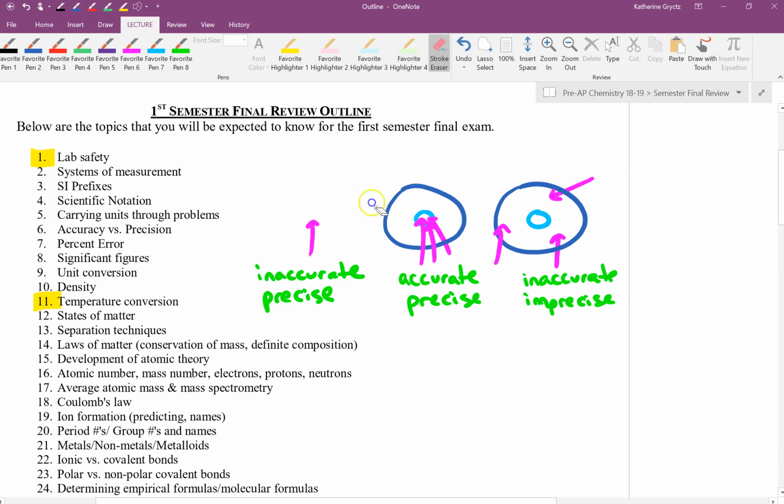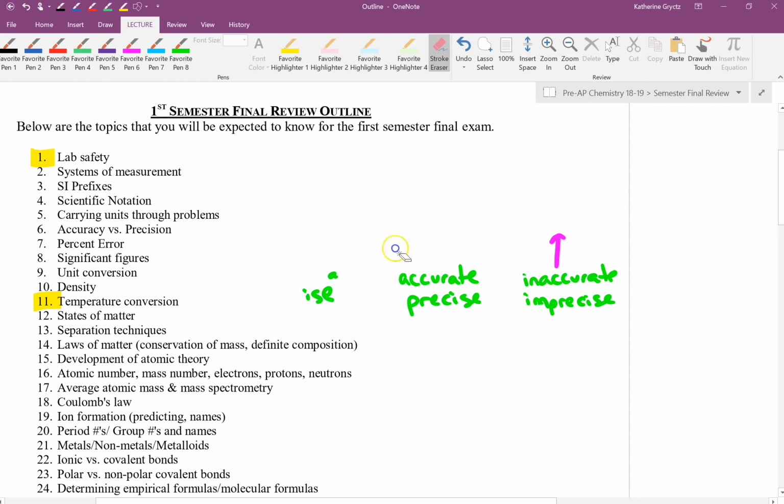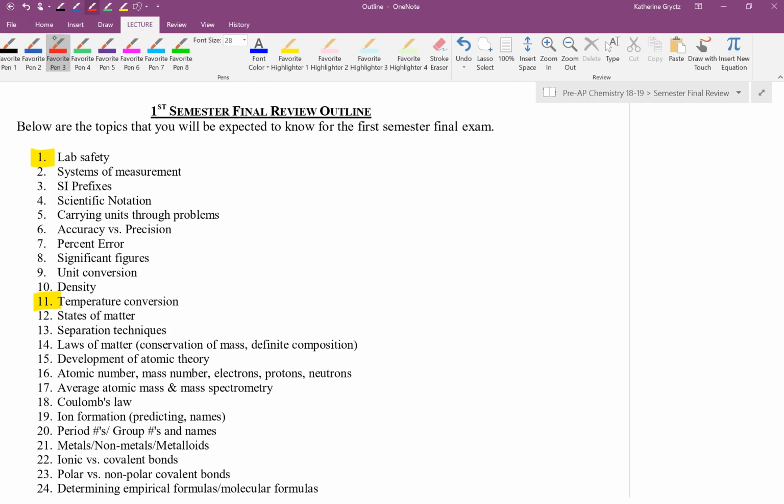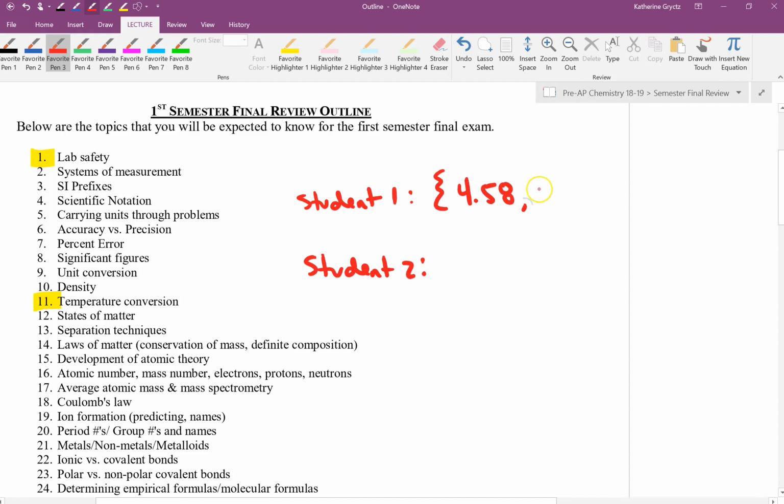You're not going to be given dartboards necessarily, but what you'll be given is sets of data instead. If I gave you that student 1 and student 2 collected a set of data, so let's say student 1 collected 4.58, 9.67, and 3.81. Those are 3 different gram measurements that they took in lab.